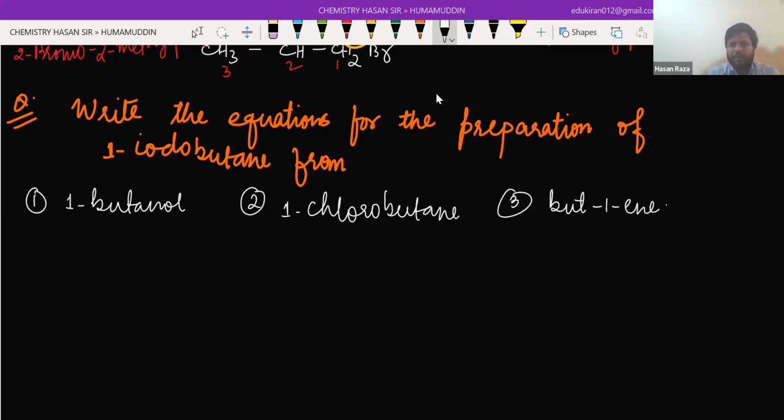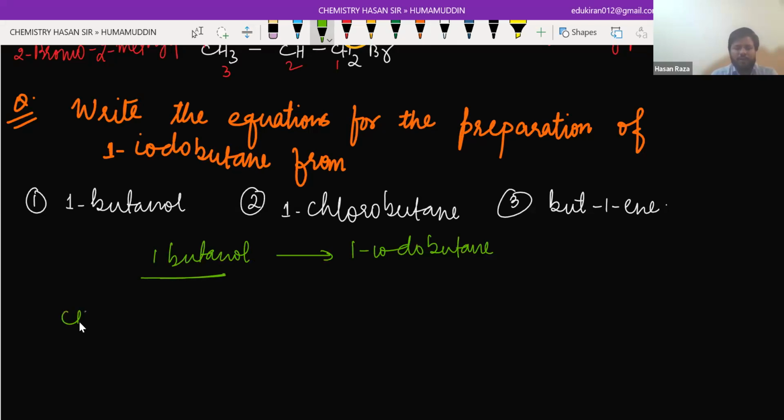The answer is the first one. It's a single step reaction. See what the question has been asked: from 1-butanol, you are going to prepare 1-iodobutane. See how we are going to prepare. Simple. 1-butanol has the structure CH3, CH2, CH2, CH2OH.